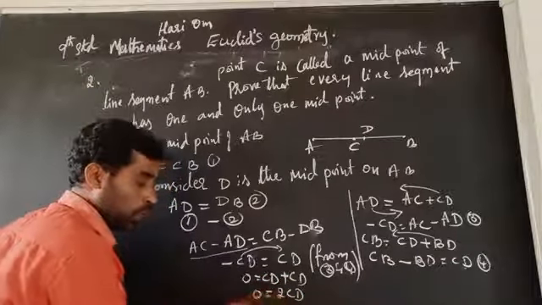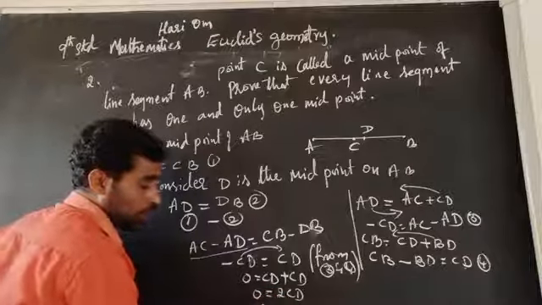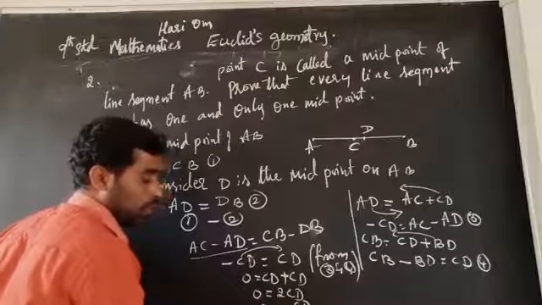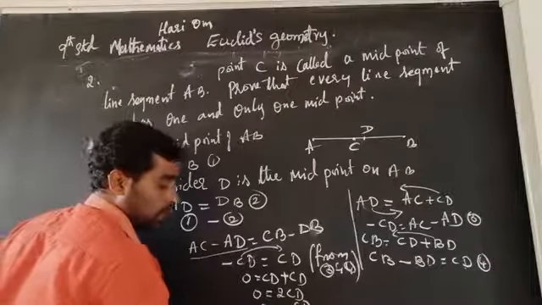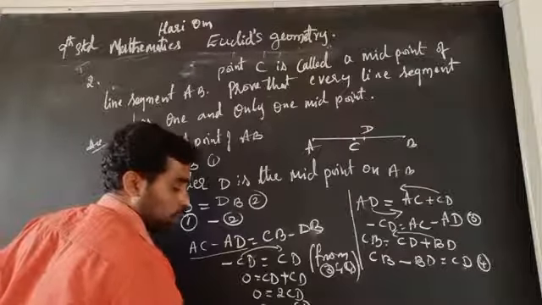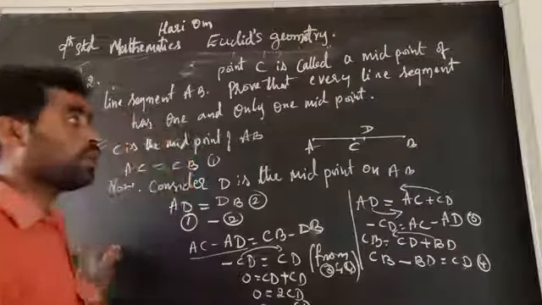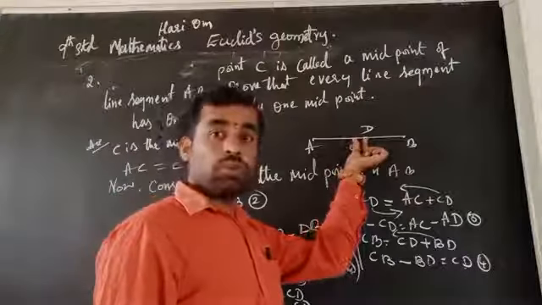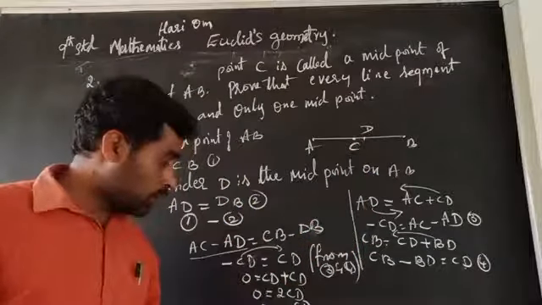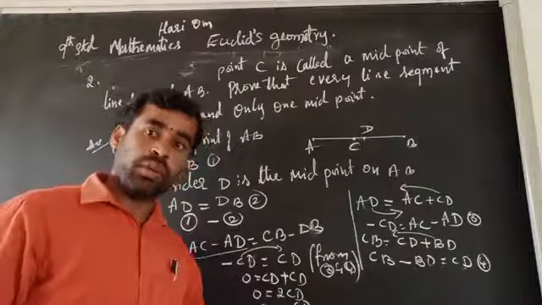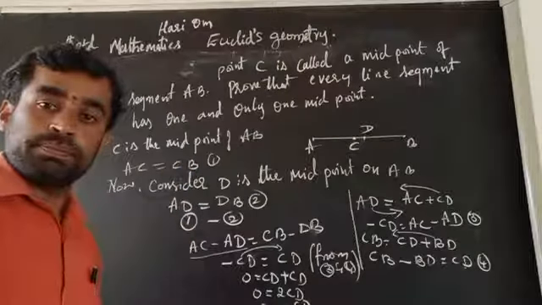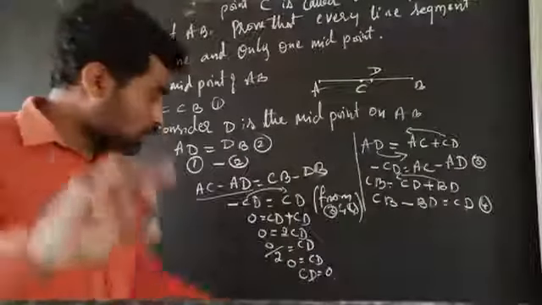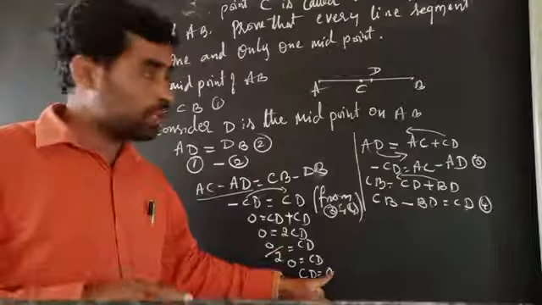2CD. Now 2 is taken by cross multiplication. 0 by 2 is equal to CD. 2 0s are 0, is equal to CD. Therefore CD is equal to 0 units. CD is equal to what did you get? 0 units. Here CD is equal to 0 units, we got.